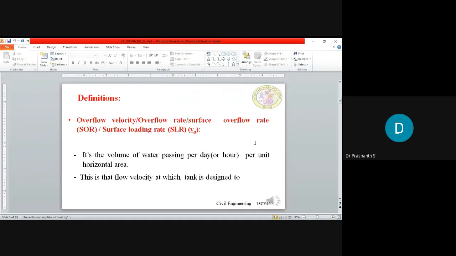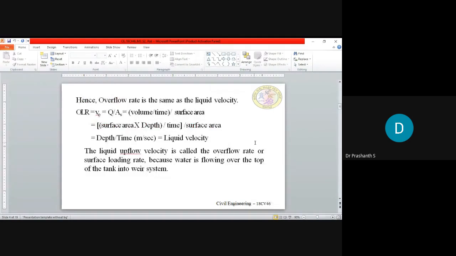Coming to the definitions, we have already discussed this one. Again, I am repeating. This is a very important term used in the design of sedimentation tanks. Overflow velocity or overflow rate or surface loading rate. It is the volume of water passing per day per unit horizontal area. And this is the flow velocity at which the tank is designed.